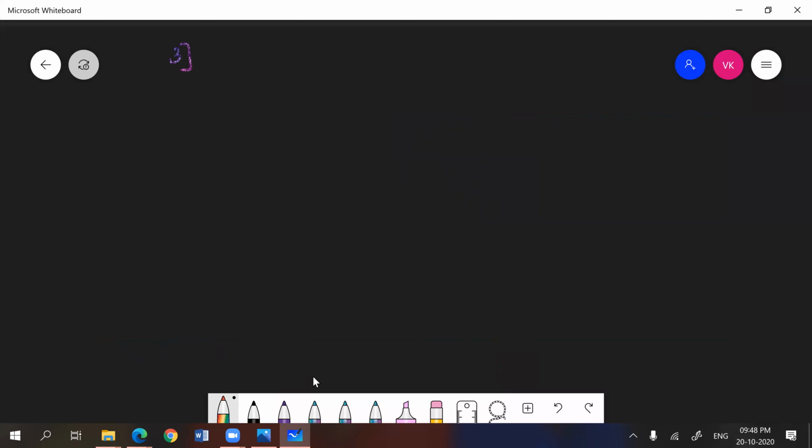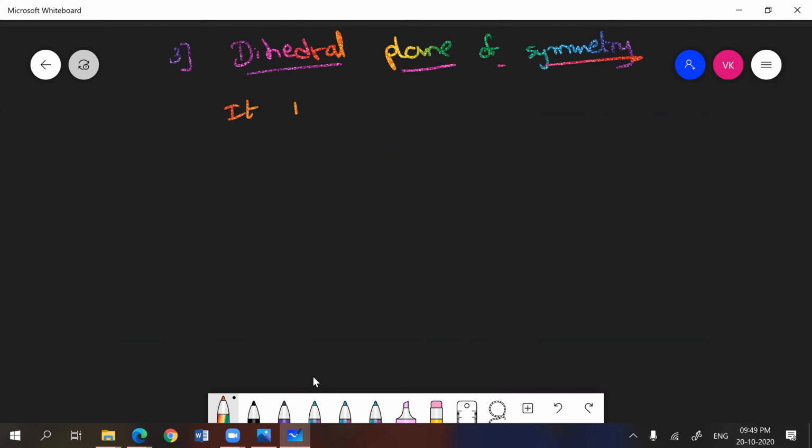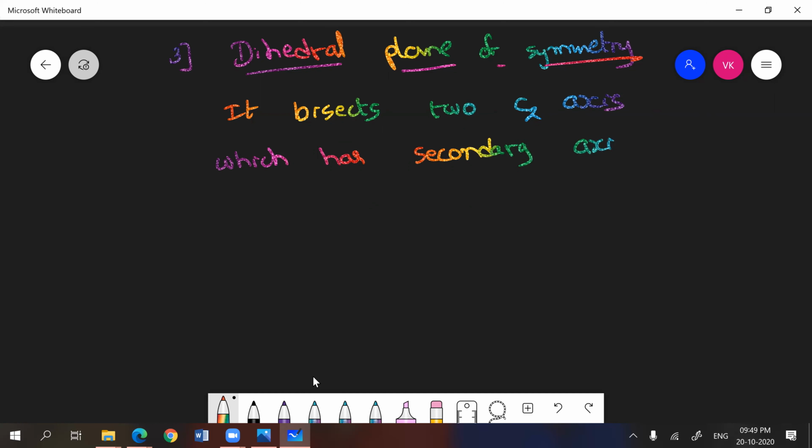Next, the third one is the dihedral plane of symmetry. The dihedral plane of symmetry bisects the angle between C2 axes. So a dihedral plane exists only in those molecules which have a secondary axis of symmetry, that you can observe.